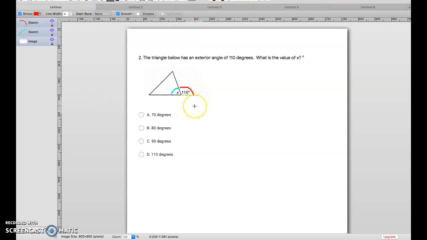So remember, these two angles make a straight line, so that means that they are supplementary. That means that they add up to 180. So again, these two angles make a straight line, which means they add up to 180. There you go. You should be able to do that problem.